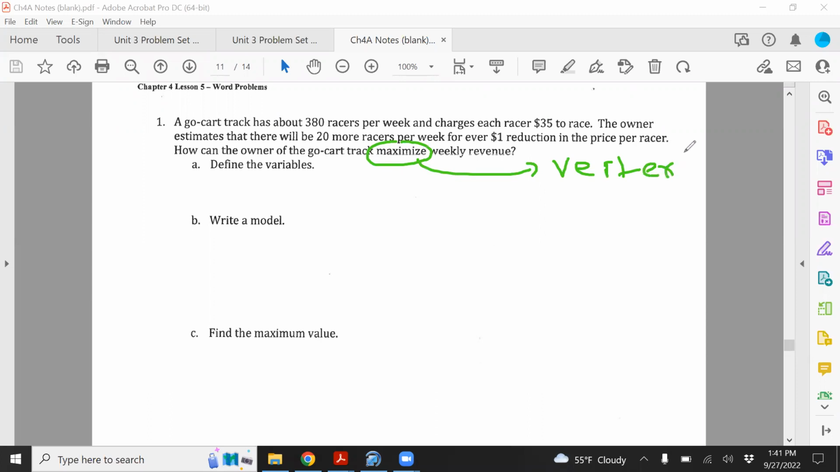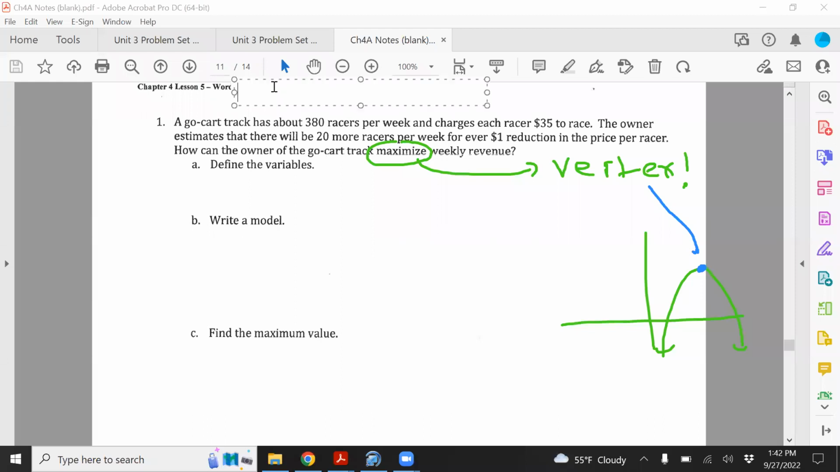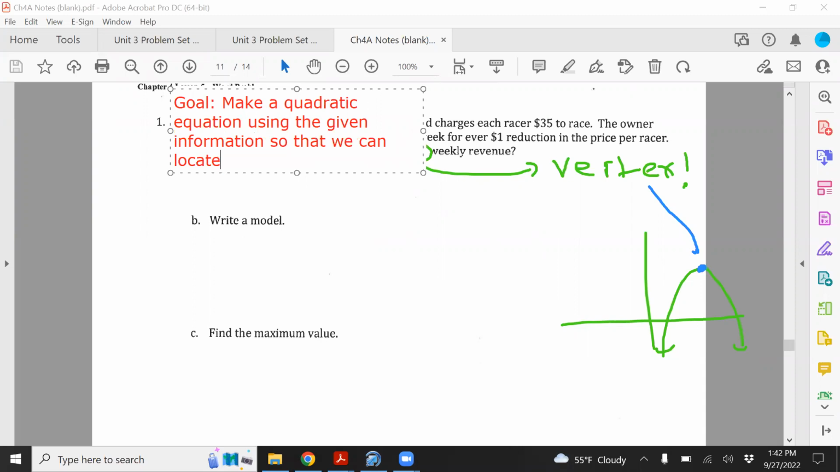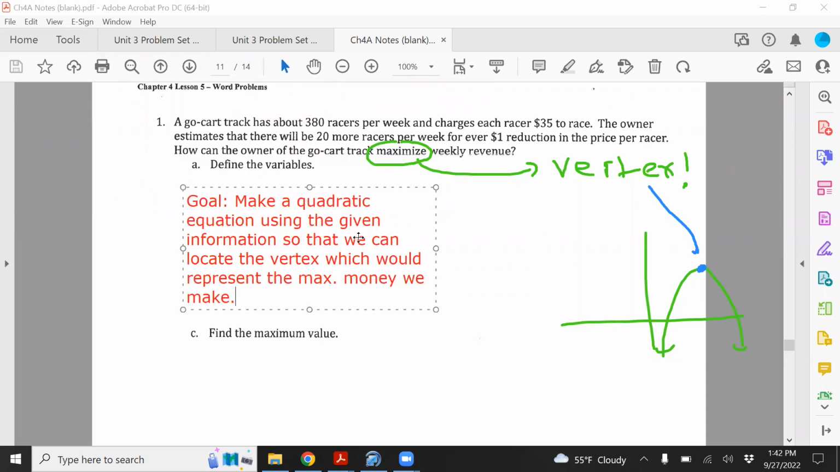Or the zenith, I think that's another word for it, right? Because if you think about it, here's the vertex, the highest point. So here's the goal. Before we get too carried away with the problem, our goal is to make a quadratic equation using the given information so that we can locate the vertex, which would represent the maximum money we make. Let me move this down over here.